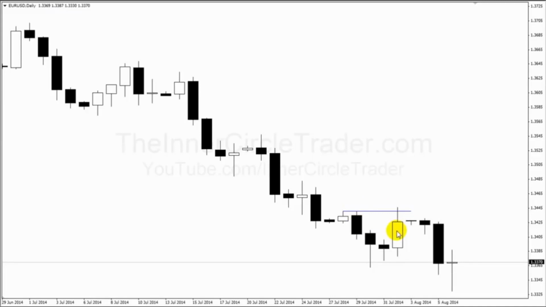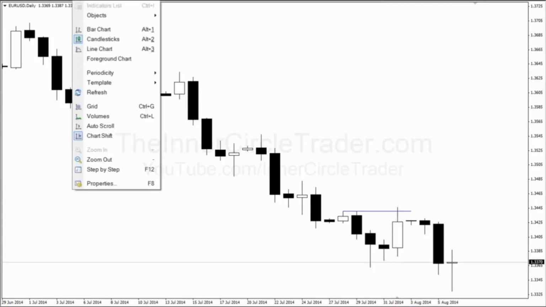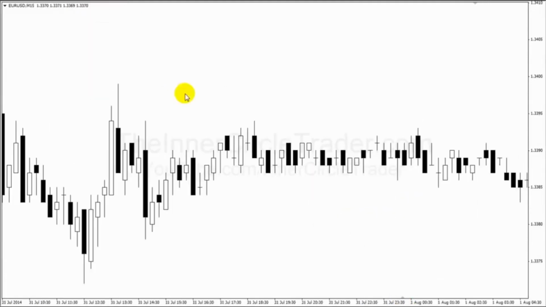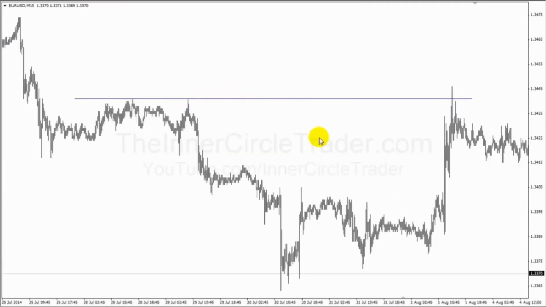Now, I'm going to zoom in on this particular day here, on the 1st of August, and we're going to go down to a 15-minute time frame. Here's that rally up above a clean level. This is what we call clean, too clean. Stops are going to be resting just above that.